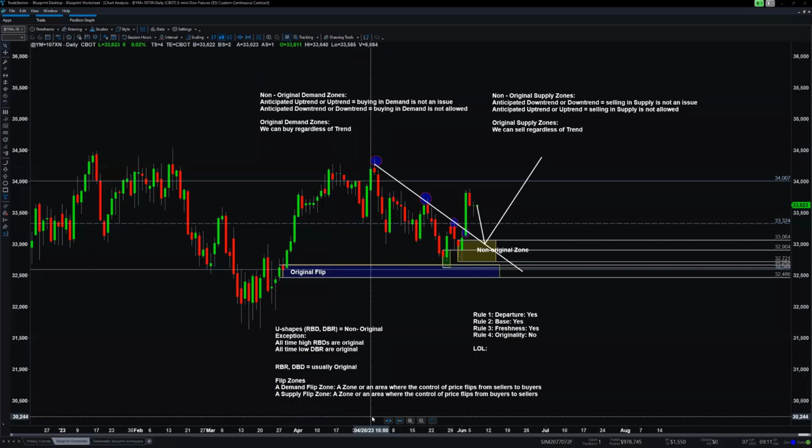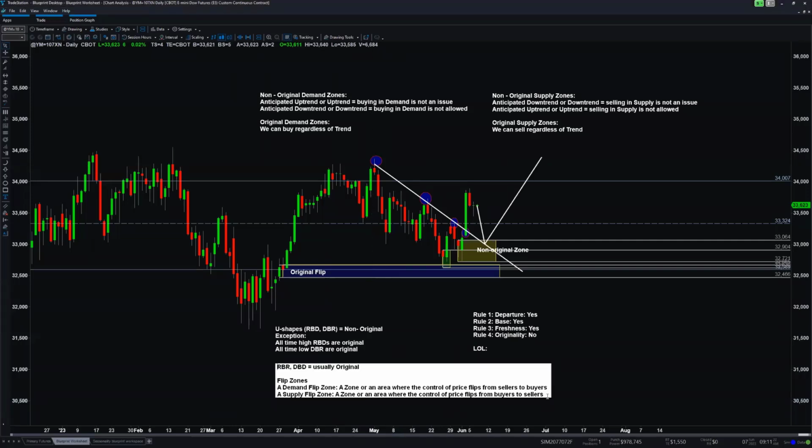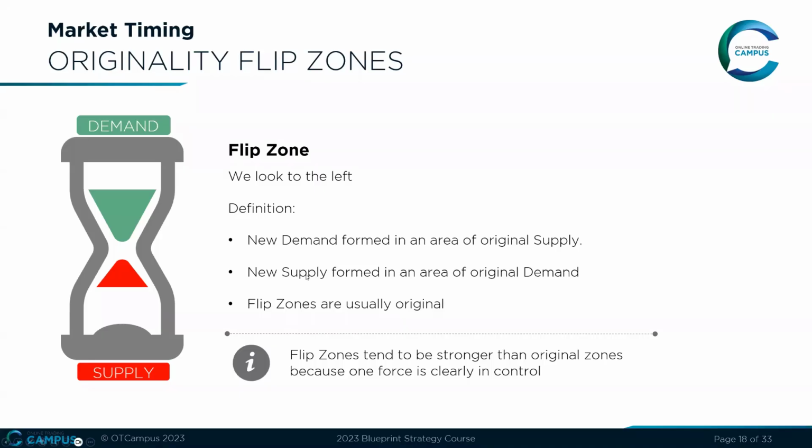And so this can be identified with, so the classic example here, and that's the textbook version, is to identify flip zones with supply and demand only, right? So an area of demand in an area of original supply. So there was supply previously, now there's demand, and vice versa. There was demand somewhere and now there's supply. So you're just looking at supply and demand to see where those flip zones are.